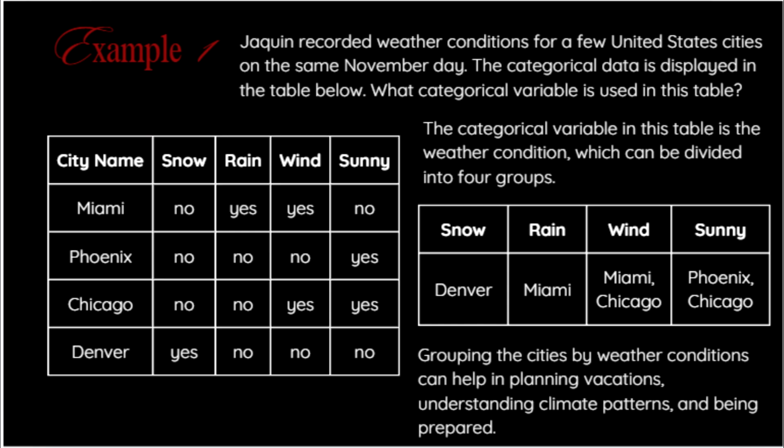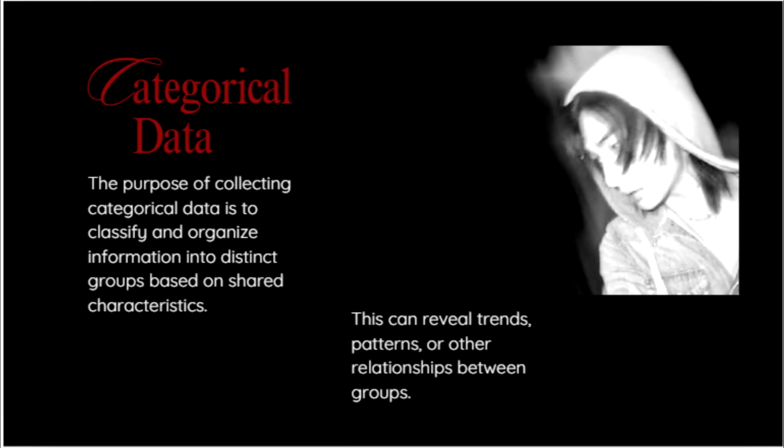Sorry, allergies. Here's more information about categorical data. The purpose of collecting categorical data is to classify and organize information into distinct groups based on shared characteristics. This can reveal trends, patterns, or other relationships between groups.